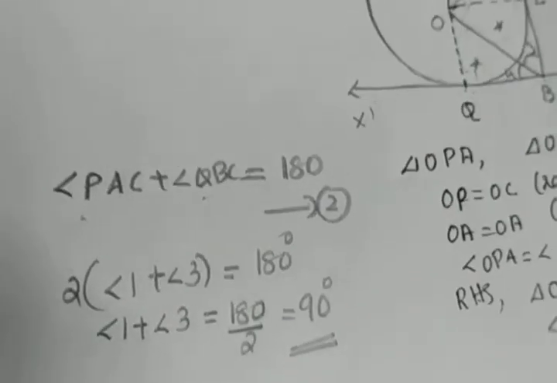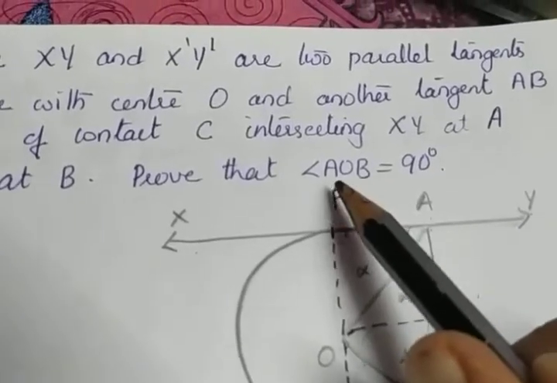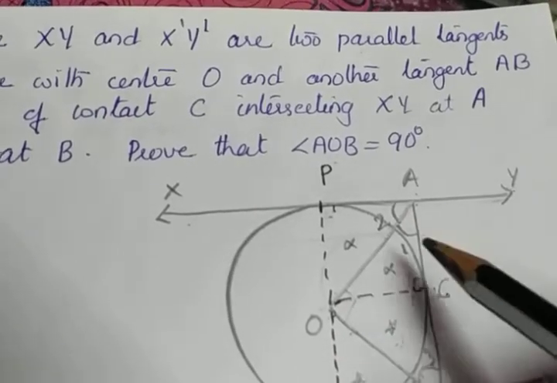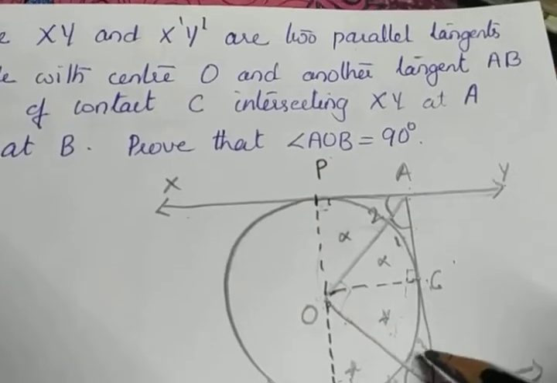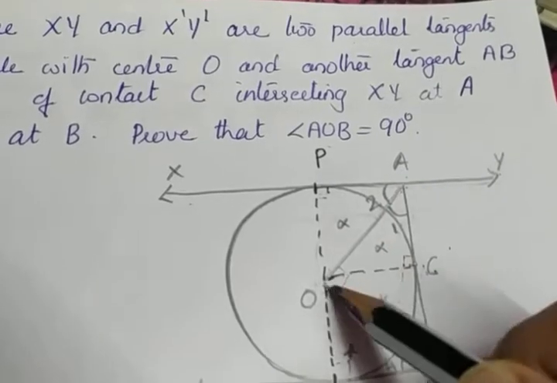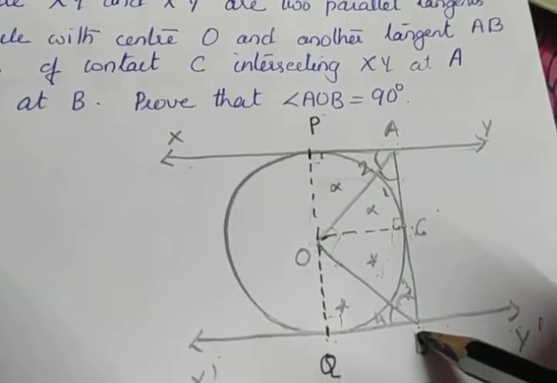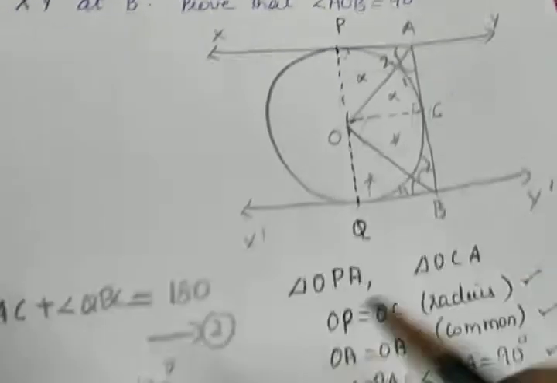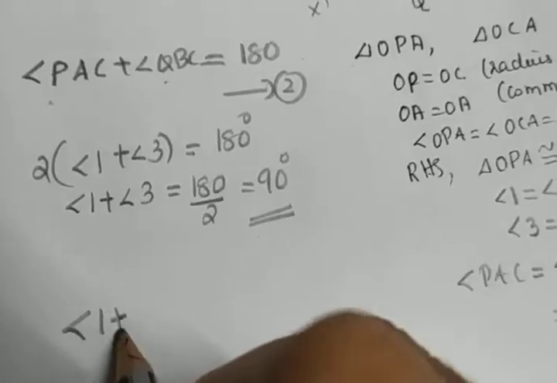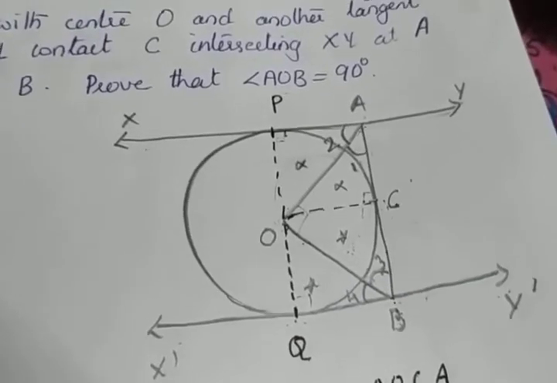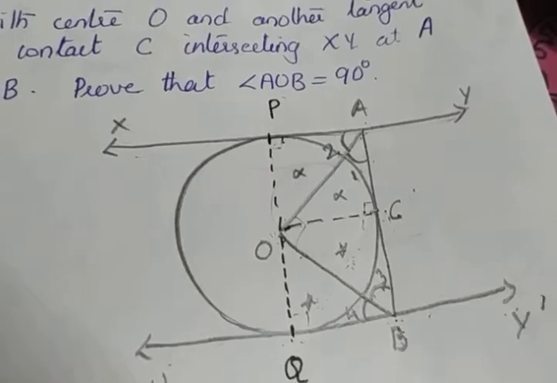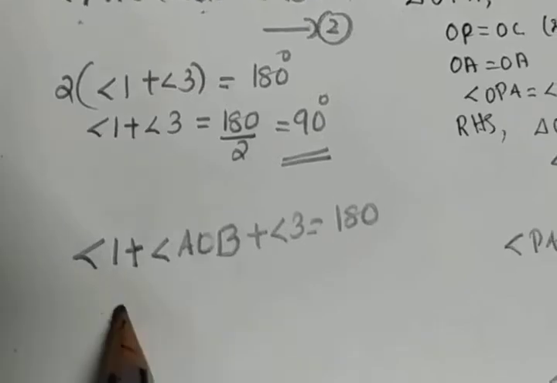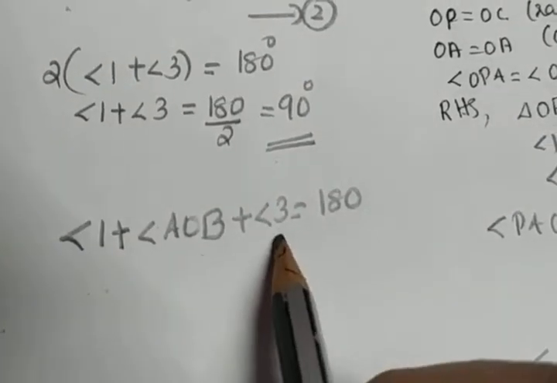Okay. Then what we are going to do next is, the question is to prove angle AOB equal to 90 degrees. Consider triangle AOB. In the triangle, angle 1 is one of the angles, angle 3 is the second angle, and AOB is the third angle. By angle sum property of a triangle, the sum of the angles is 180. So we can write angle 1 plus angle AOB plus angle 3 is equal to 180.